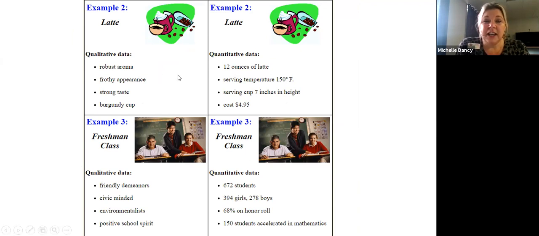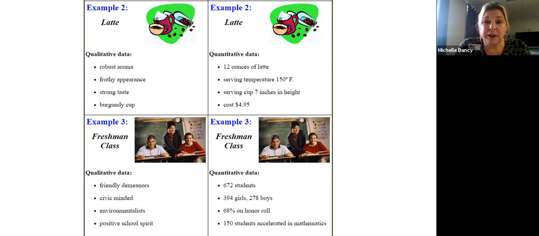So let's look at the latte. Qualitative data. We could talk about the smell, the appearance, the taste, what color cup it's in. Quantitative data, we could say it's a 12-ounce latte. The temperature is 150 degrees. The cup is 7 inches high. The cost is $5. So once again, exact same picture, exact same item, but I can pull different data.